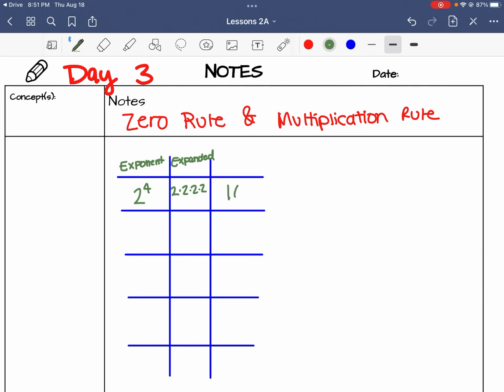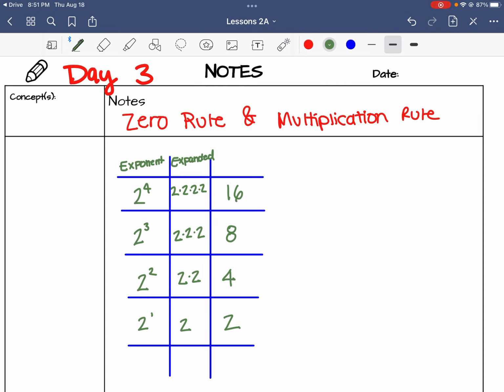this is 16. Now, let's do 2 to the 3rd. Let's keep going down. Well, that is 2 times 2 times 2. What's 2 times 2 times 2, or 2 to the 3rd power? You should get 8. Now, let's keep going down. 2 to the 2nd. That's easy. That's 2 times 2, which is 4. 2 to the 1st is just 2 by itself, and my answer is 2.